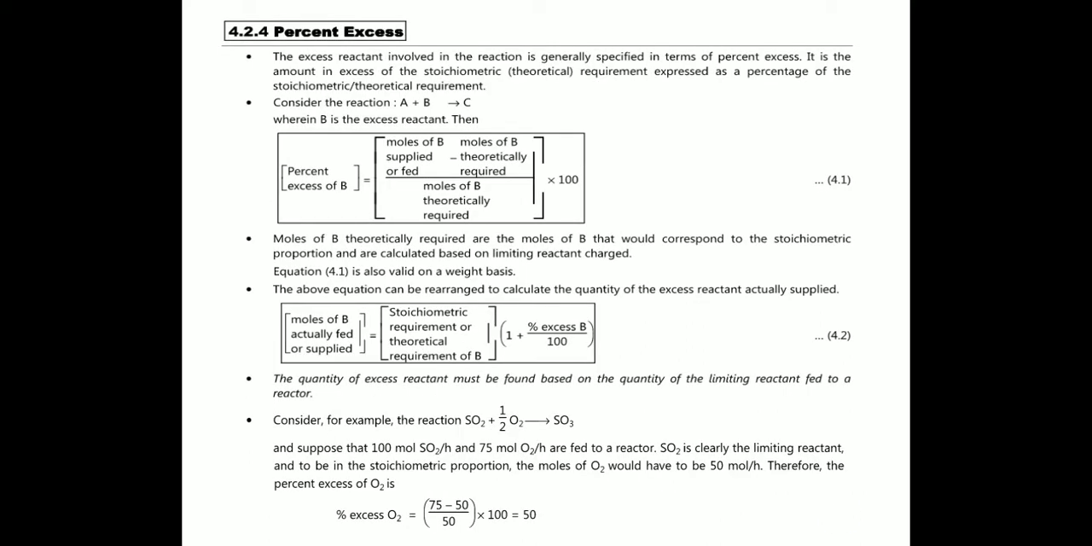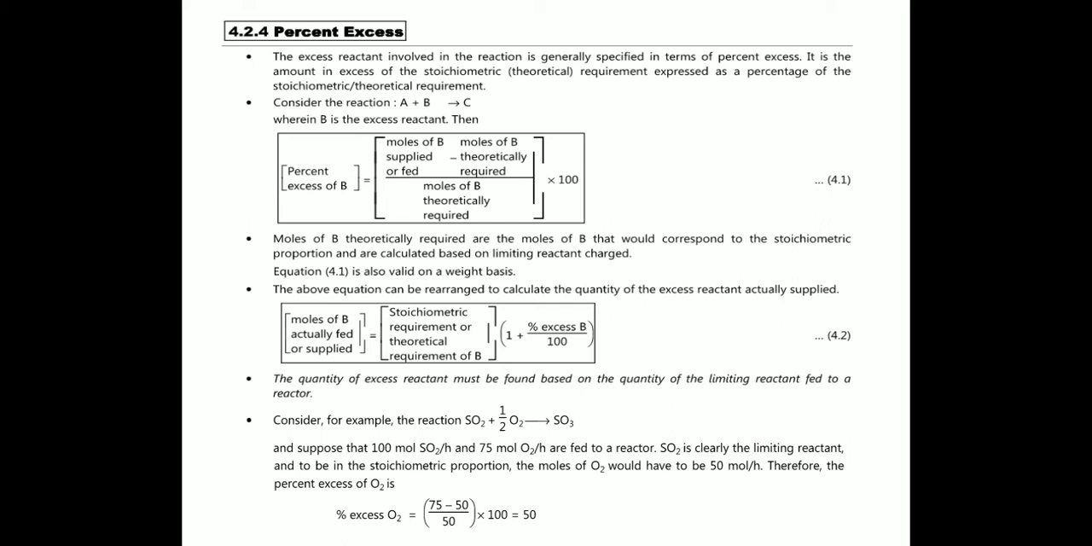Now let us see the percent excess. The excess reactant involved in the reaction is generally specified in terms of percent excess. It is the amount of reactant in excess of the stoichiometric requirement, expressed as a percentage of the stoichiometric or theoretical requirement. Consider the reaction A plus B gives C, where B is the excess reactant. Then percent excess of B is defined as moles of B supplied minus moles of B theoretically required, divided by moles of B theoretically required, times 100. Moles of B theoretically required are the moles of B that would correspond to stoichiometric proportion, and are calculated based on the limiting reactant charged.